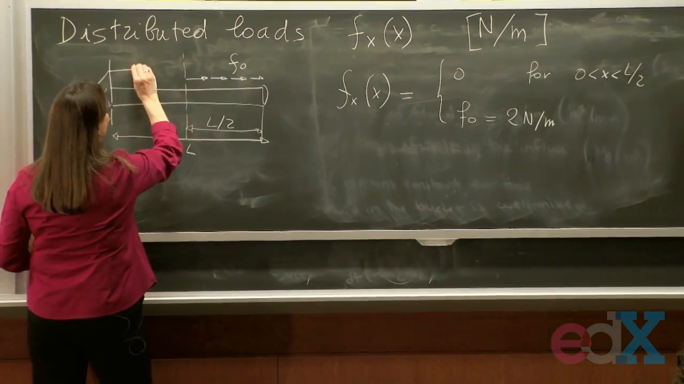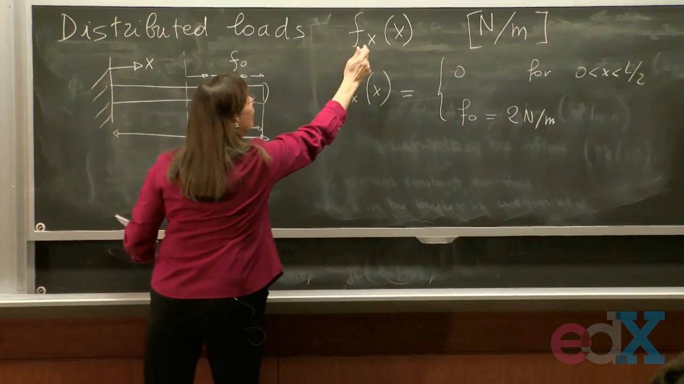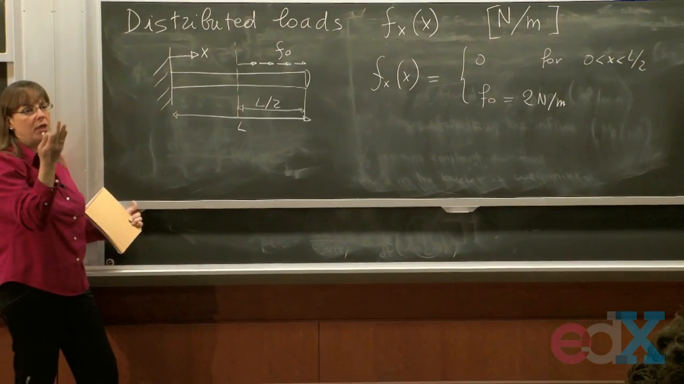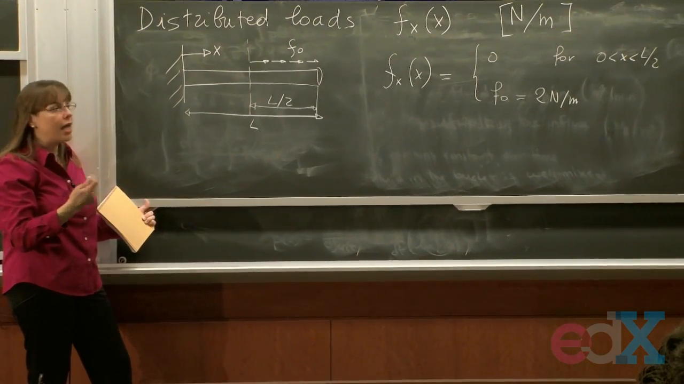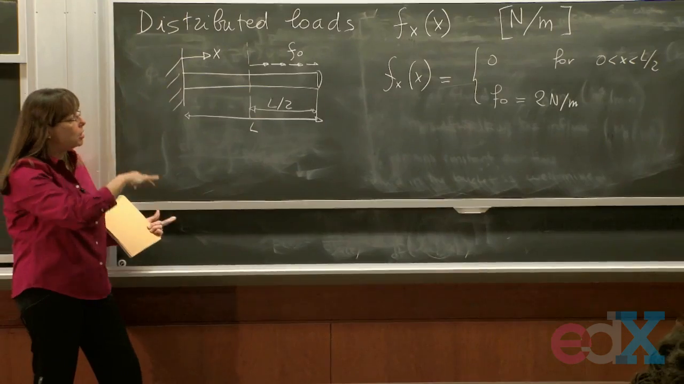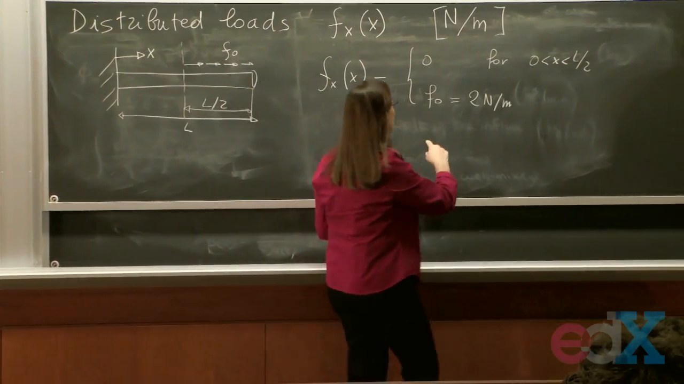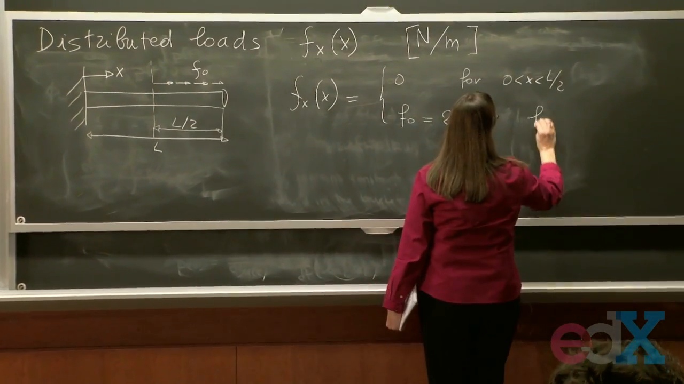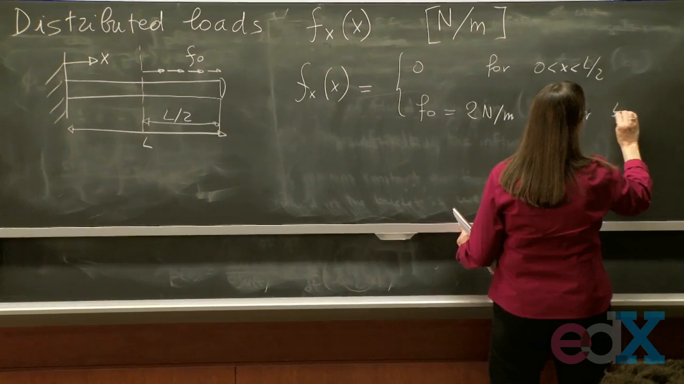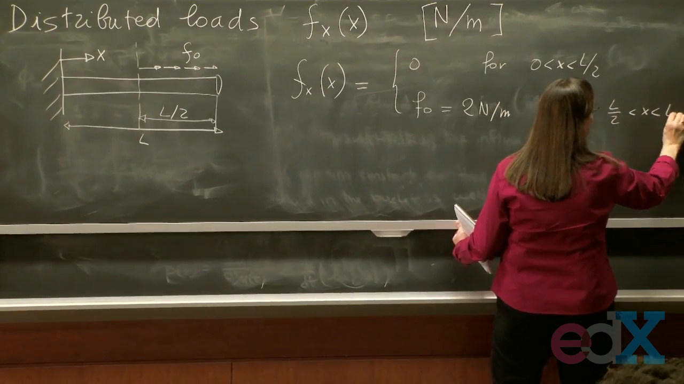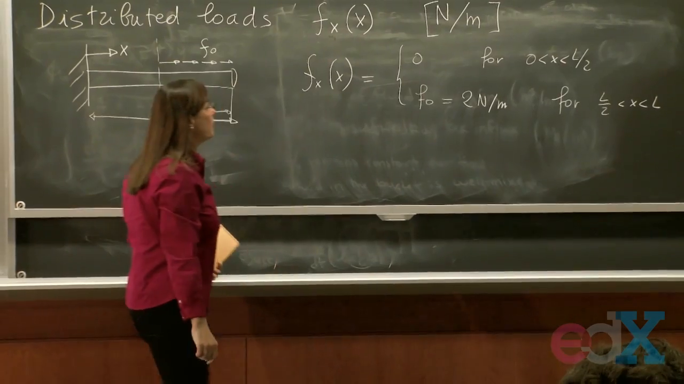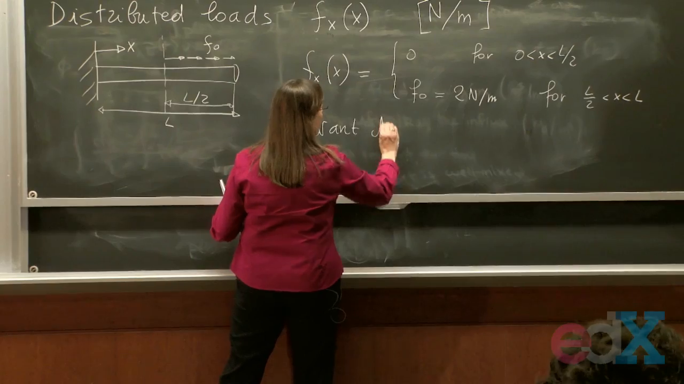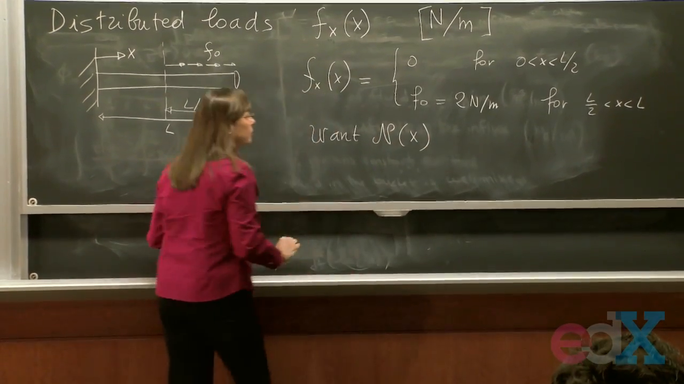So now I need an x-axis because Fx is going to be positive if it goes with the x-axis. It's going to be negative if it goes against the x-axis. Okay? So that's my Cartesian component of my distributed load along the x direction. So let's say that I have 2 newtons per meter on this section for L over 2 less than x less than L. And that's my distributed load. So what I want to find out is N of x.